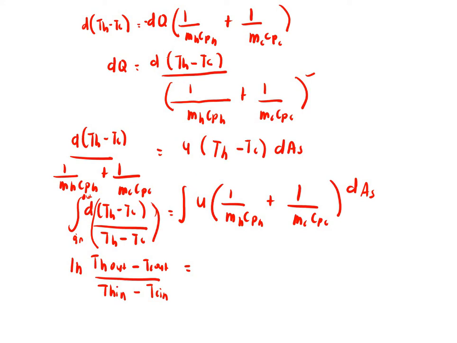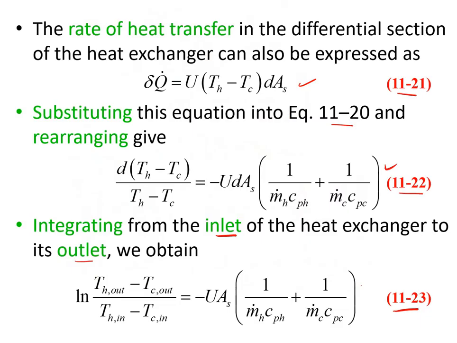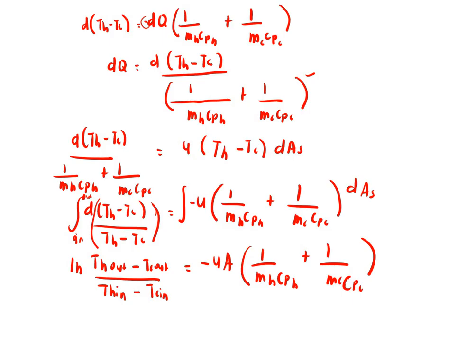Please remember this one, we still have a negative here. So negative UA times 1 over MH CPH plus 1 over MC CPC. So same, right? 11.23. This is how you can derive from 11.20, substitute into 11.21, and you get 11.23.